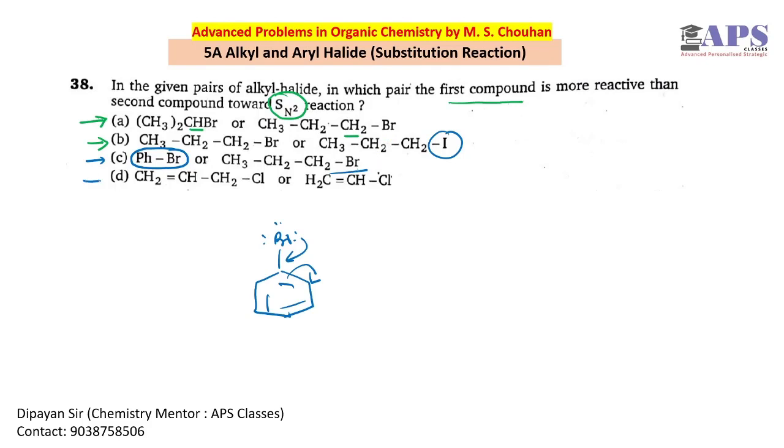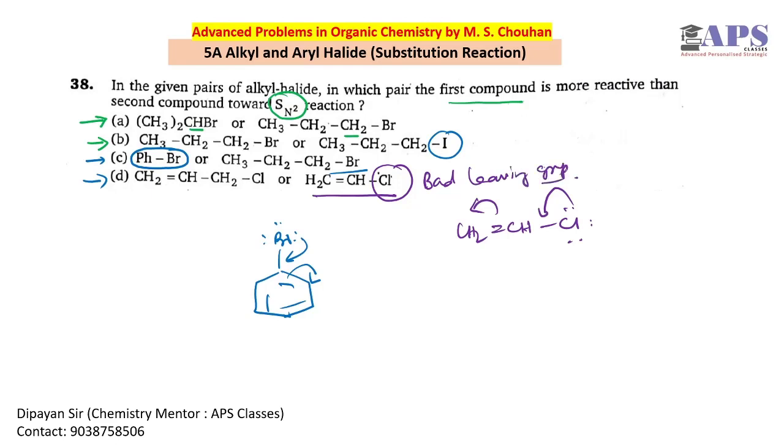Okay. But if we see the fourth one, then again we have a conjugated leaving group. So in this case Cl is a bad leaving group. Hence it cannot be substituted by any nucleophile easily. Rate of the reaction is very, very less. So in this case the first molecule reacts with a faster rate. So option D is correct. Option D is the correct option for this question.